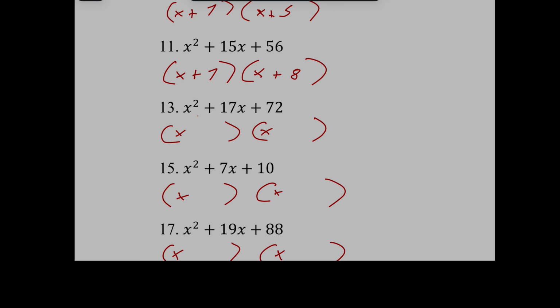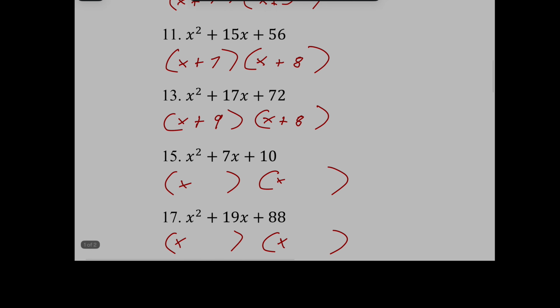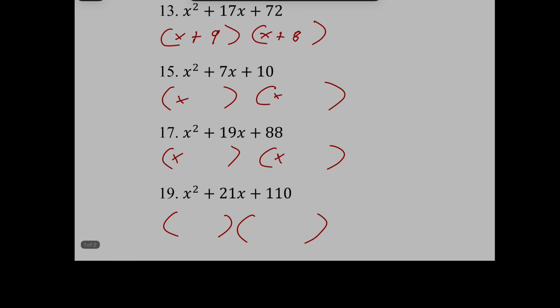Okay, third term is positive. Signs are the same. Take the sign of the middle number, which is plus plus. What multiplies to 72 and adds to 17? That would be 9 and 8. Going on to number 15, third term is positive. Signs will be the same. Take the sign of the middle, which is plus plus. Factors of the third add to the middle, which is going to be 5 and 2.